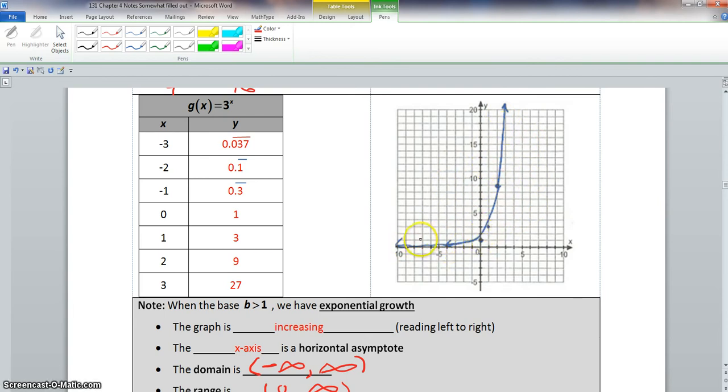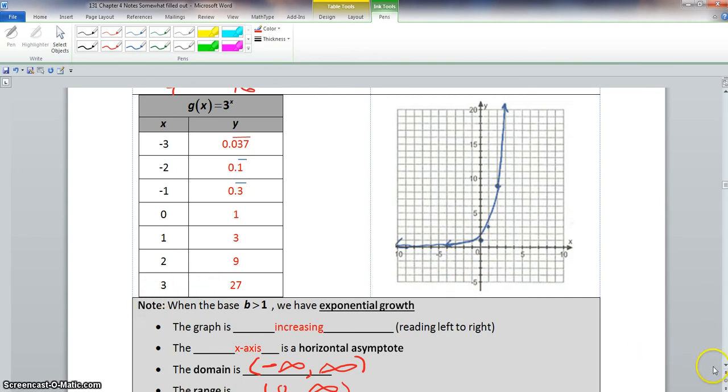Now, there's one other little thing about this graph that's a little off, but this graph is supposed to go through these points. So just make sure when you draw your graph, you put your graph through the points, and it's not supposed to touch the x-axis.